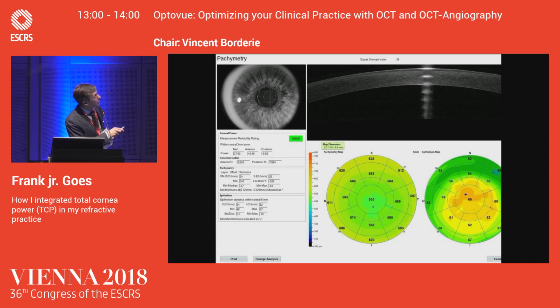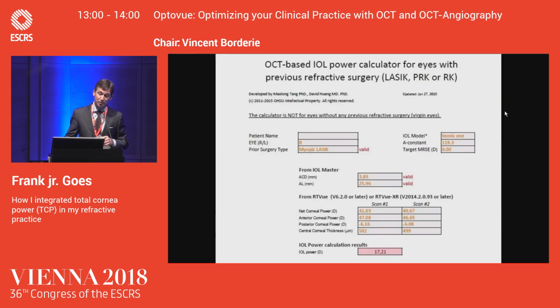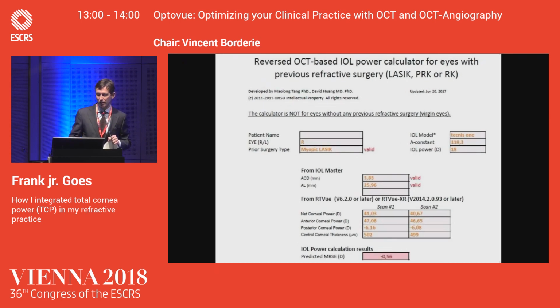It gives you an idea of the anterior power of the cornea, the posterior power of the cornea, and this is the total corneal power. It gives you an idea about the pachymetry of the cornea, and you can enter these data in a spreadsheet that is given to you by Optovue, or use the data, like we will do in the future, online on the website of the ESCRS. So this is the spreadsheet that was used until now, and if you enter all the data of the Optovue machine, then it will give you an idea about the power of the lens that you have to implant.